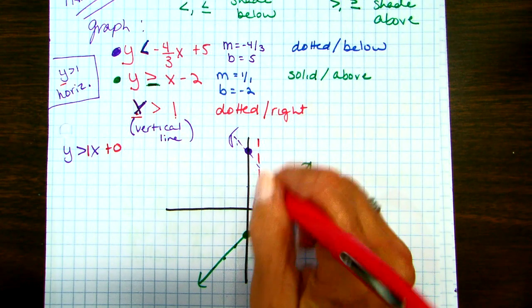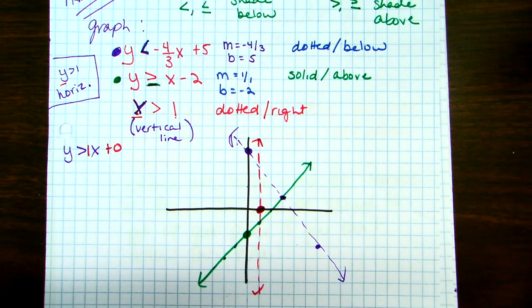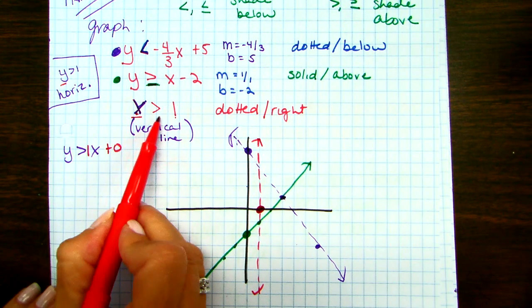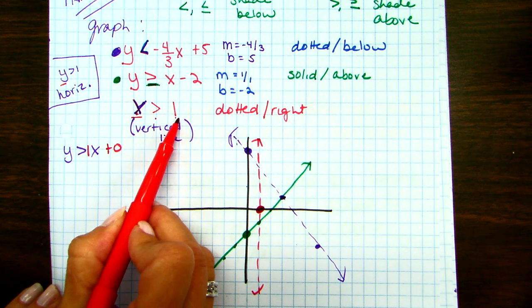We said it was dotted. And we already said we want to go to the right of that one. So you have to put all those pieces together. Below the purple, above the green, to the right of the red. Where is that? Because it's greater than. X is greater than 1.